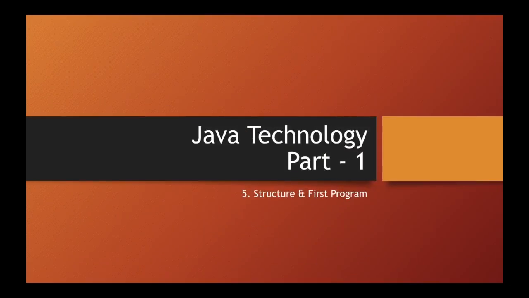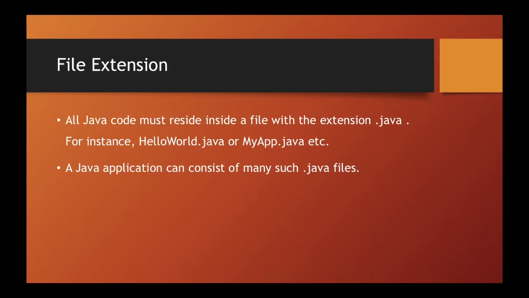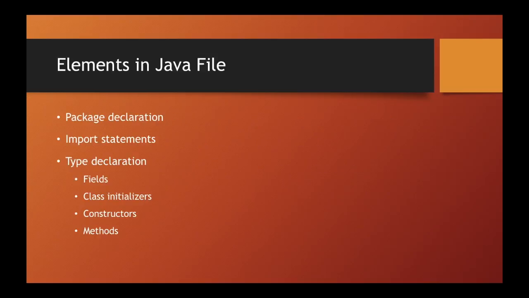In this video, we are going to see about the structures of a Java program and a simple program. We have already seen that the extension of a Java program is .java. Next, we will see what the elements in a Java file are. It has three important parts.